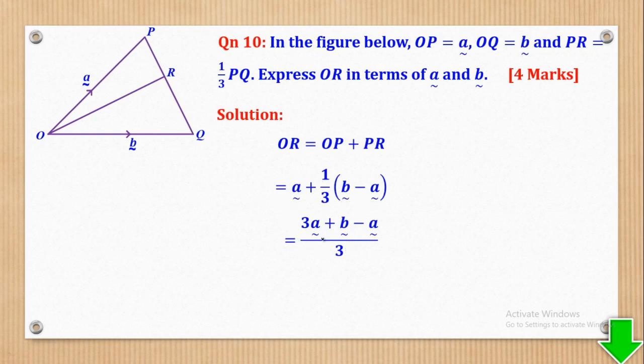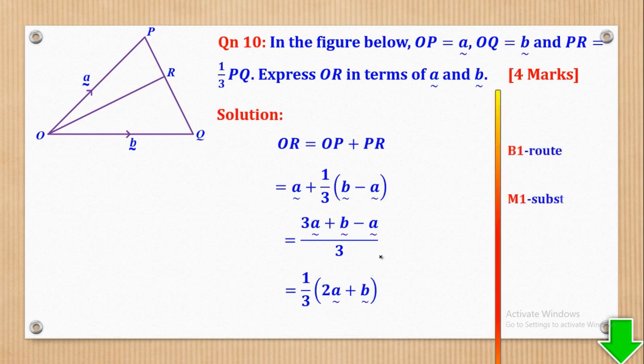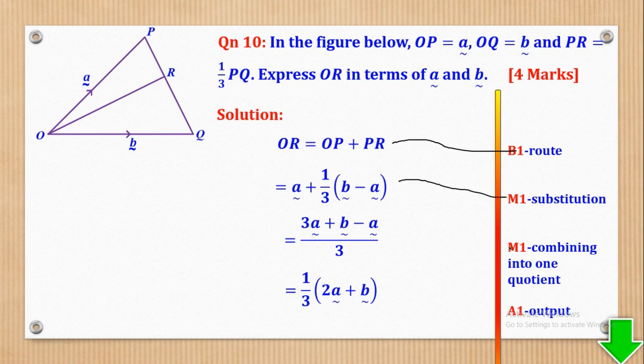After that, next is to collect like terms. Realize that this 3A and minus A will give me 2A. So I'll come up with 2A here, and this B is alone, so it will be B here. Now this 3 is the denominator, so it can come out to become 1 over 3. So basically that's what they wanted. Now let's see how much can be awarded. So B1 for the root, correct root, M1 for substitution, and M1 for combining into one quotient, getting LCM, and A1 for the output.